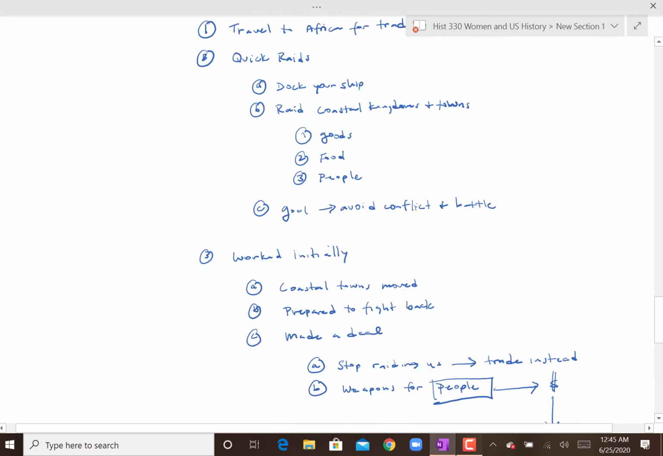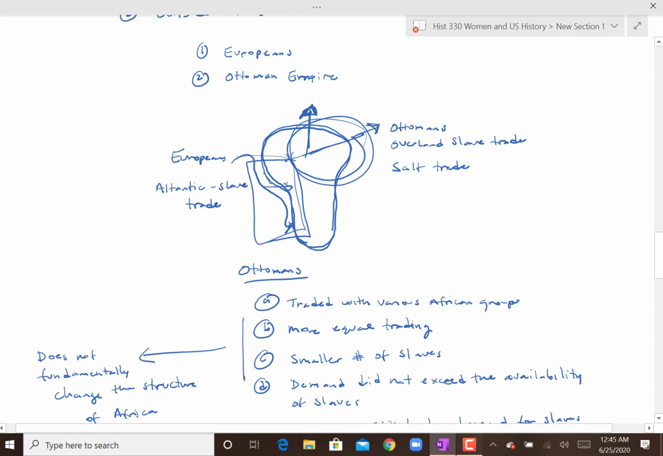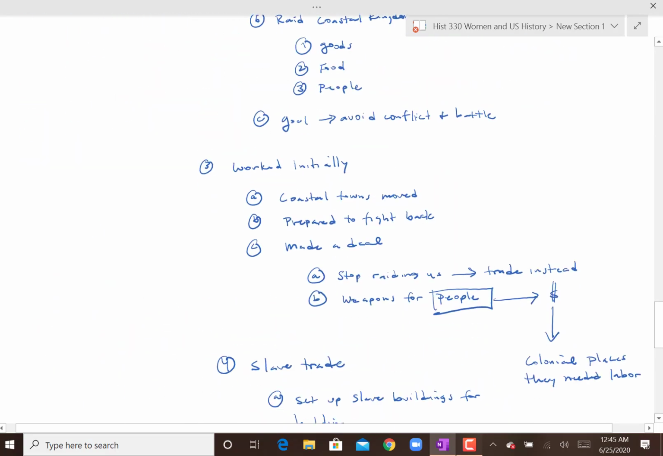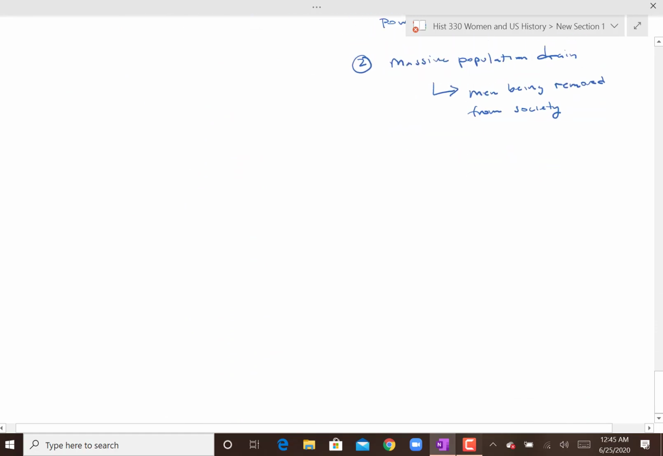All right, so let's look at then how this shifts with the Atlantic slave trade. What number on? 4, I think 3. How the Atlantic slave trade comes about, and what colonial labor looked like, colonial slave labor, colonial labor in general. So we'll say colonial labor and transition to slavery.